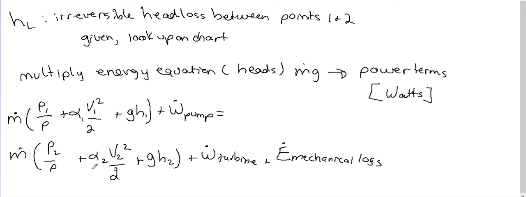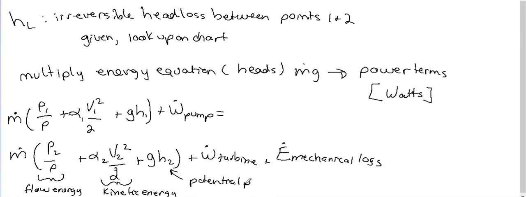Now let's just look at these three terms here. They each have some unique names so that you know what they are. This is what we call the flow energy. Now you know from your study of kinematics and kinetics that this is kinetic energy. And then this term here is going to be potential energy.